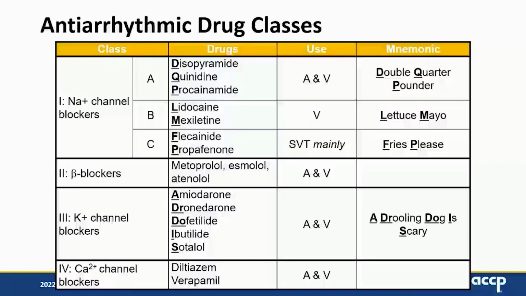We also have class 2, which is beta blockers. We're already very familiar with those, as well as class 4, which is calcium channel blockers. And then we also have our class 3, which is our potassium channel blockers. I like this mnemonic because there's a lot of antiarrhythmics that start with D, but the first 2 letters of the D words in this mnemonic correspond with the first 2 letters of the drug.